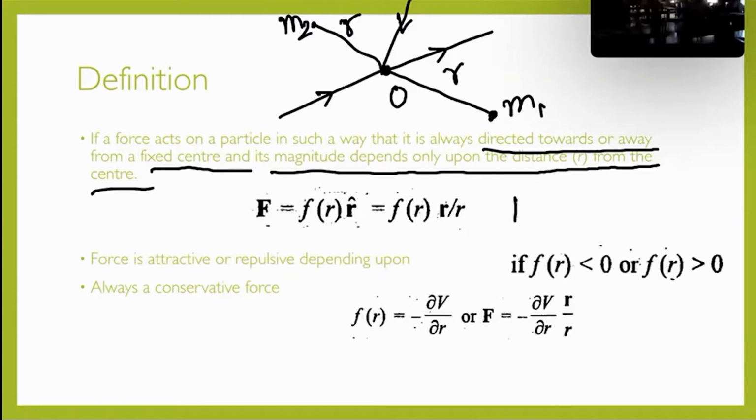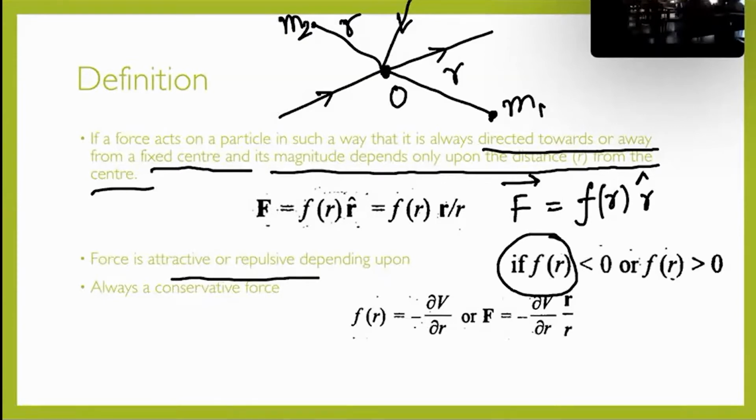So F is equal to the central force. F is equal to the magnitude of the force, which depends upon the distance, along the line connecting the center of the force and the mass, r cap. It can be attractive or repulsive depending upon the value of Fr. If Fr is negative, then the force will be attractive. If Fr is positive, then the force will be repulsive.